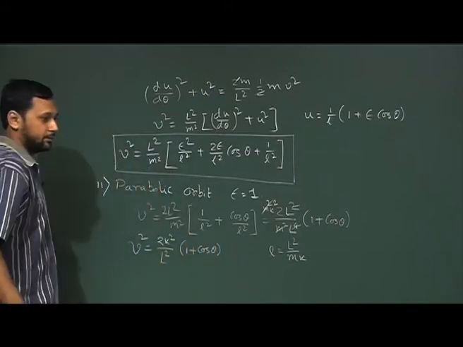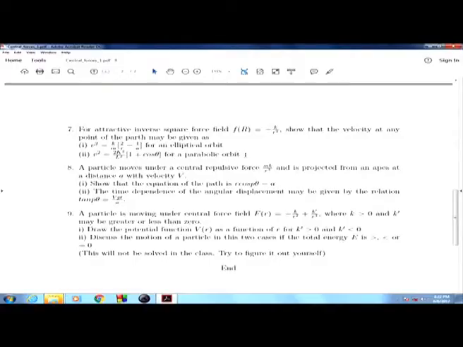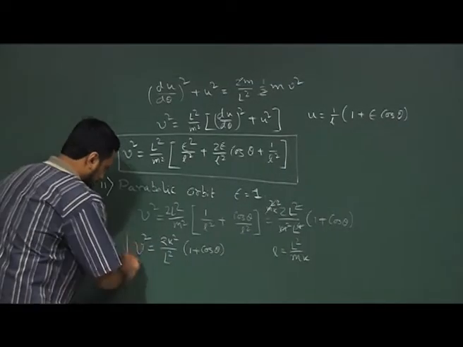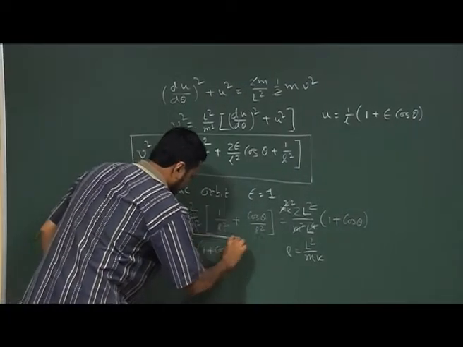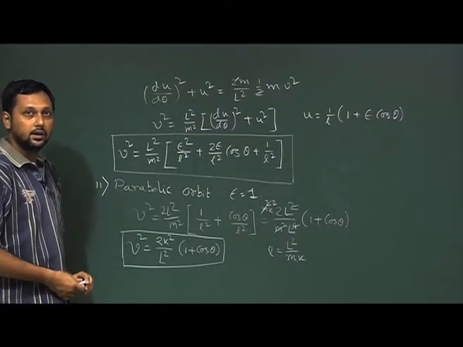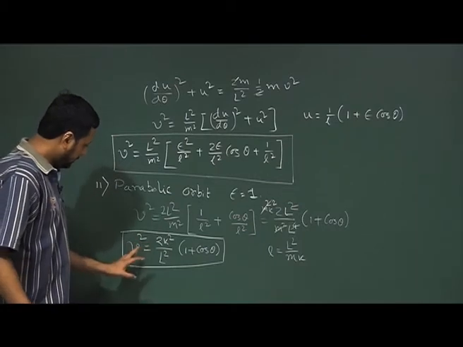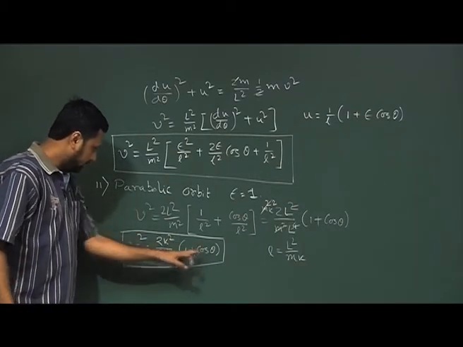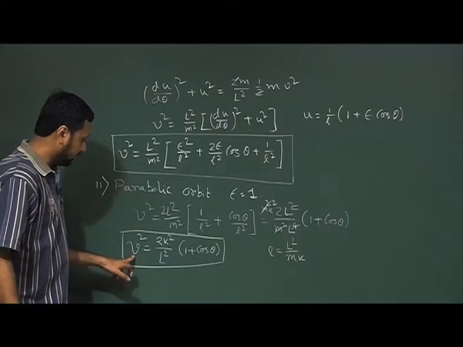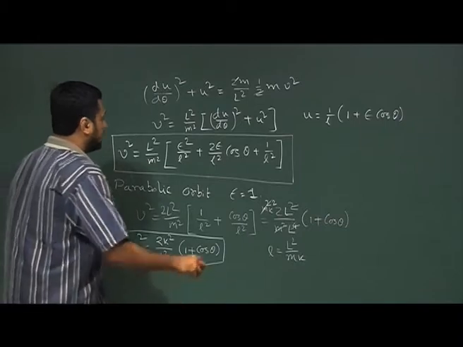It is exactly the expression which is given in the problem set. Is it so? Yeah, right. So it is fine. So we are good here. Now if you look at it carefully, if you try using this relation, let us see how the speed varies along the orbit of a parabola.